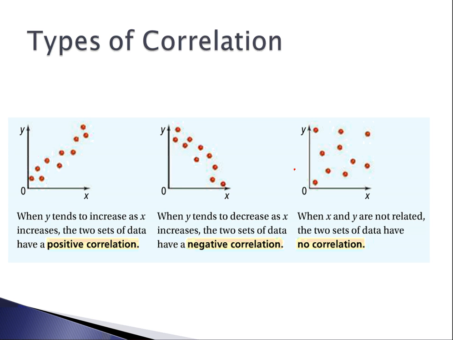And then the last example, sometimes two sets of data just may have no relationship or no connection to one another. So we would call this a no correlation, meaning they just don't have any relationship.